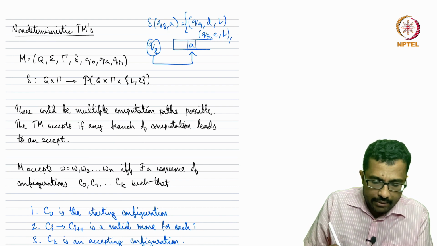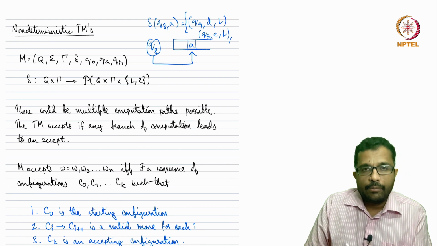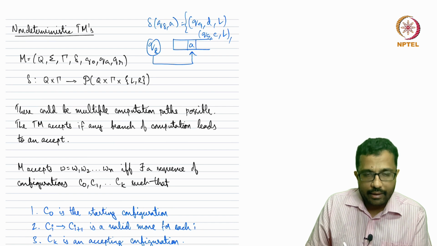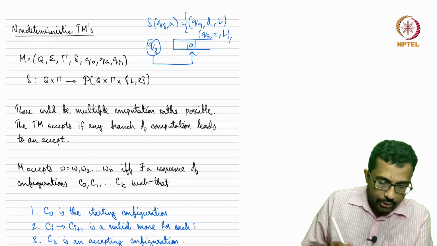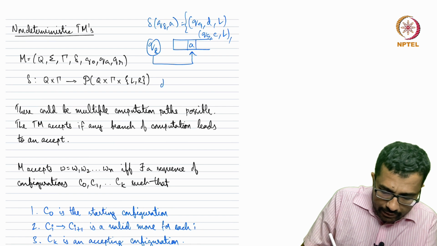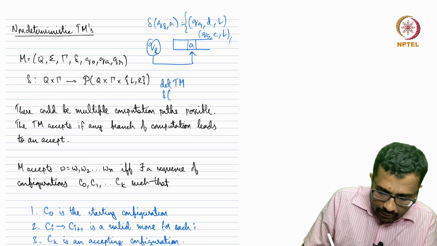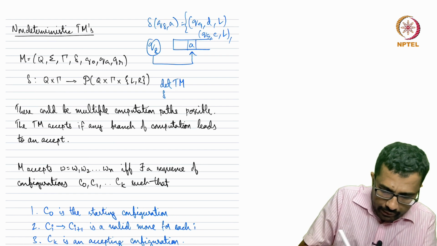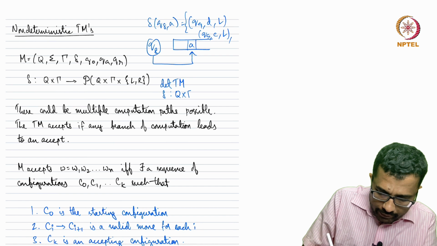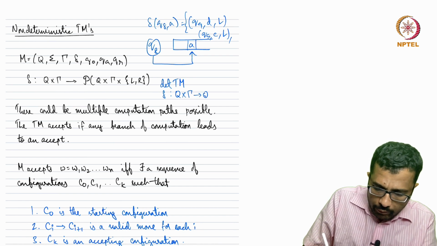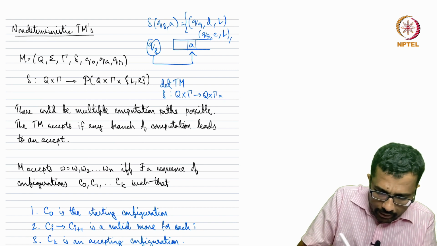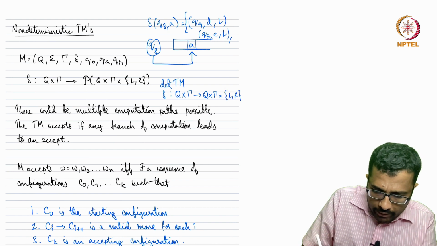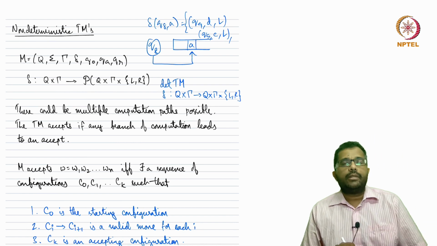Formally speaking, in the case of deterministic Turing machines, we have the 7-tuple: Q, sigma, gamma, delta, Q0, Q accept, and Q reject. The same thing holds here. The only difference is in the way delta is defined. In a deterministic Turing machine, delta was a function from Q cross gamma to Q cross gamma cross left-right. Here, instead of Q cross gamma cross left-right, we map to the power set of Q cross gamma cross left-right in the case of non-deterministic Turing machines.